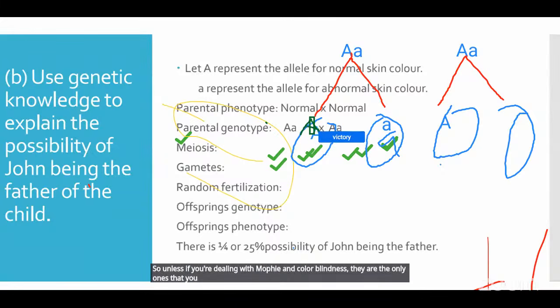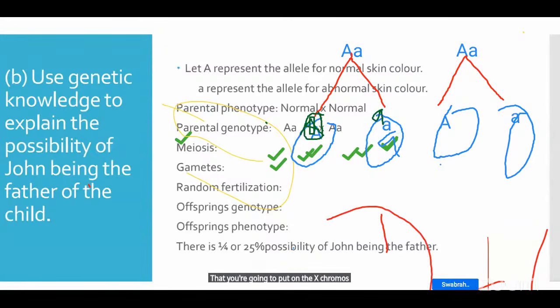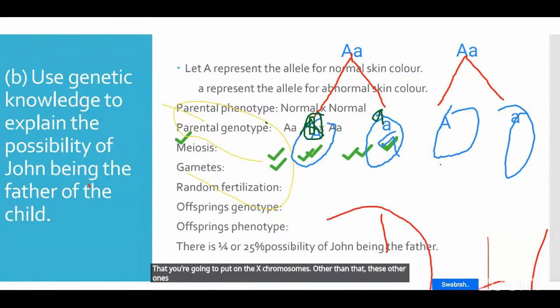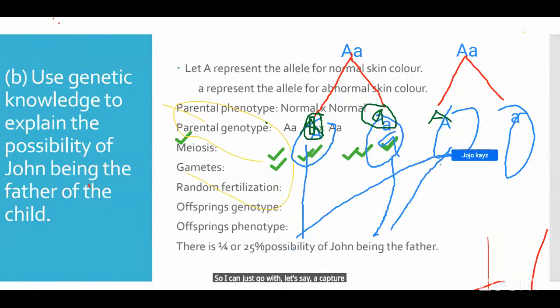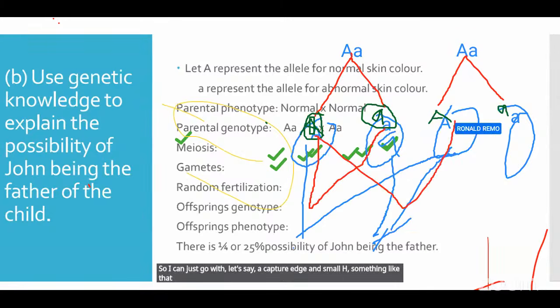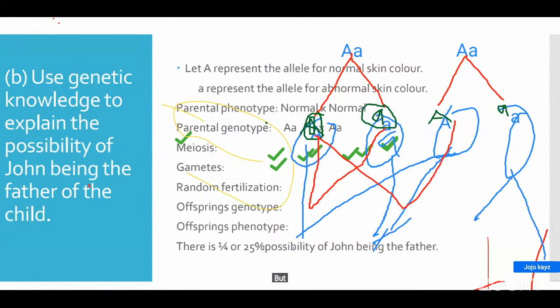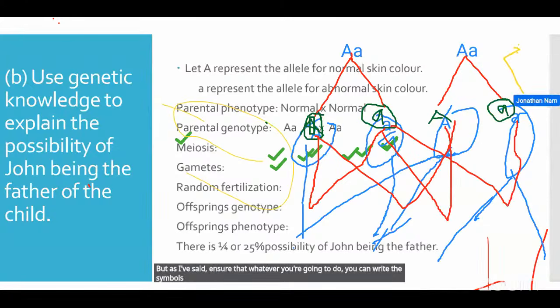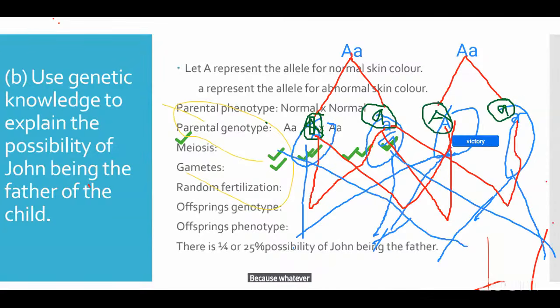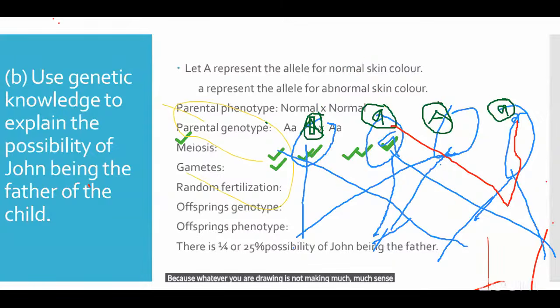So unless you're dealing with hemophilia and color blindness, they are the only ones that you're going to put on the X chromosomes. Other than that, these other ones proceed normally, including sickle cell. So you can ignore the HB things, HBS, HBA. You can just go with, let's say, a capital H and a small h, something like that. But as I've said, ensure that whatever you're going to do, you can write the symbols clearly. Please, someone who is drawing the symbols, stop drawing, because whatever you are drawing is not making much sense. So thank you for the try.